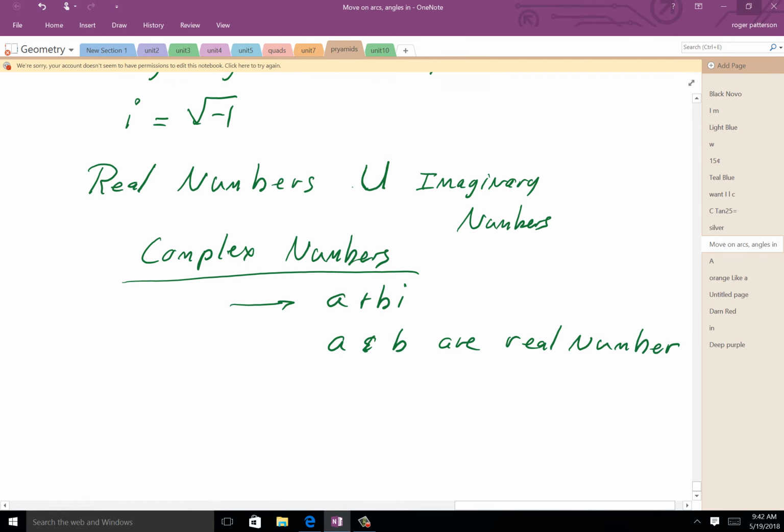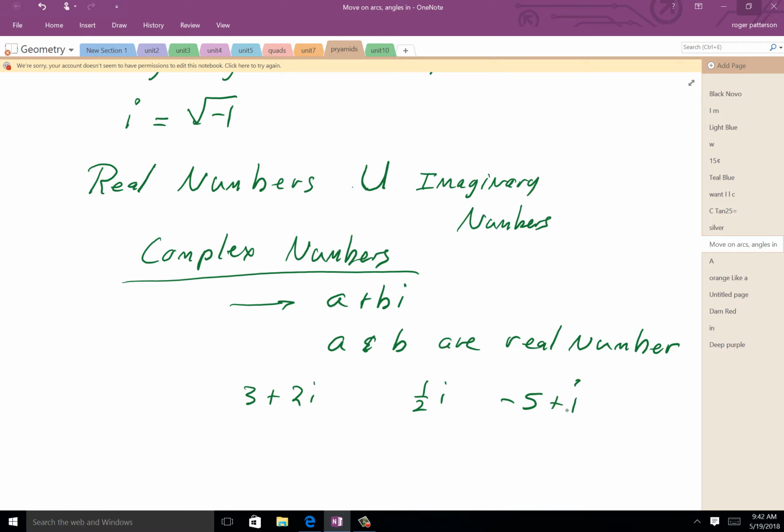So a complex number might look something like this, or something like that. Just some combination of a real number and an imaginary number, or even just a real number is a complex number. 8 is a complex number. It just doesn't have an imaginary with it.